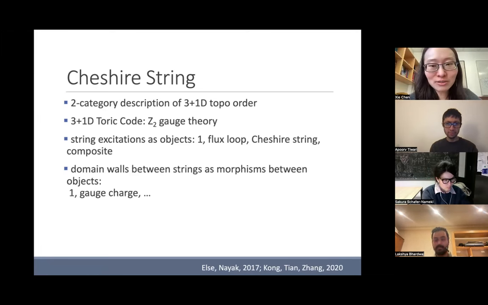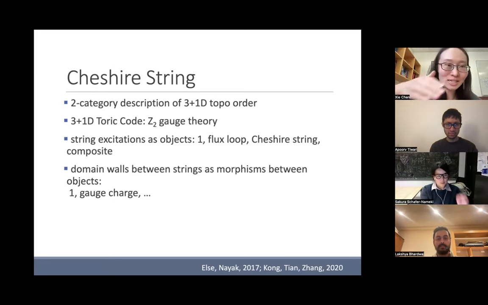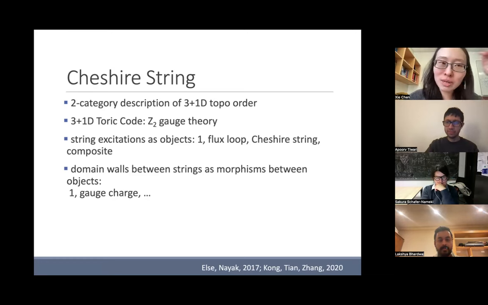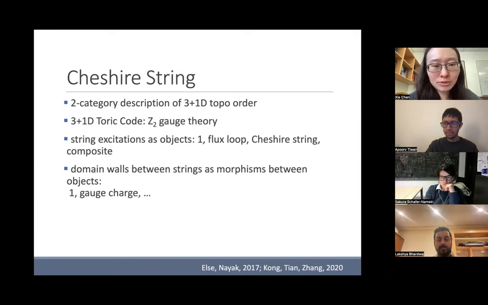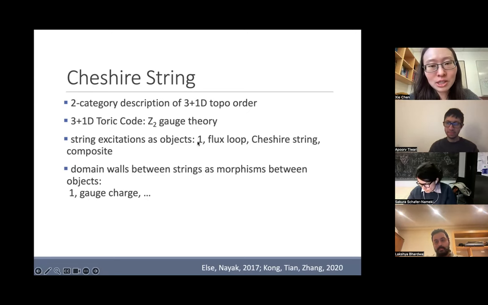And the gauge charge, of course, shows up on the second level, where we're considering domain walls between these one-dimensional objects. So the mathematical term is the morphism between them. Of course, we can have trivial morphism, and we can have gauge charge as a non-trivial morphism, for example, on the trivial defect or the flux loop defect, and there are many others.